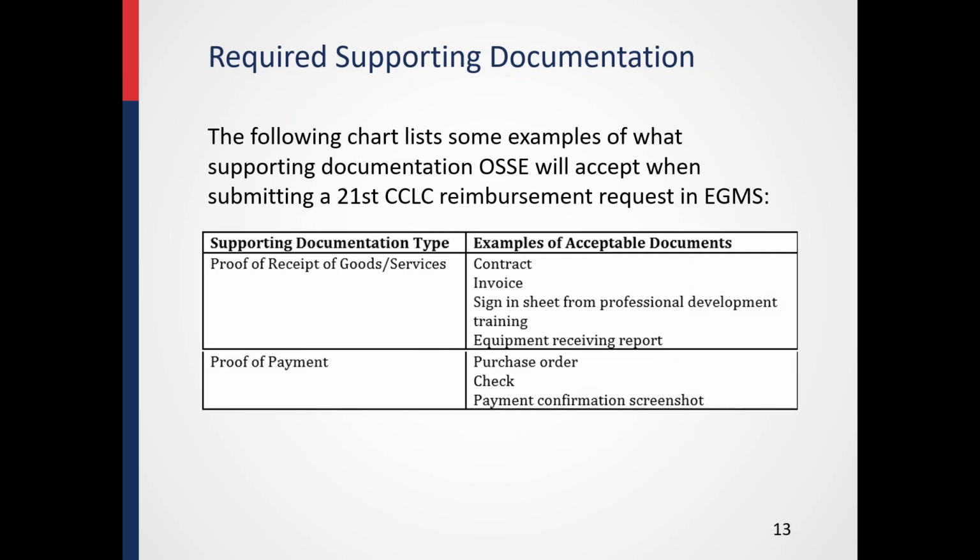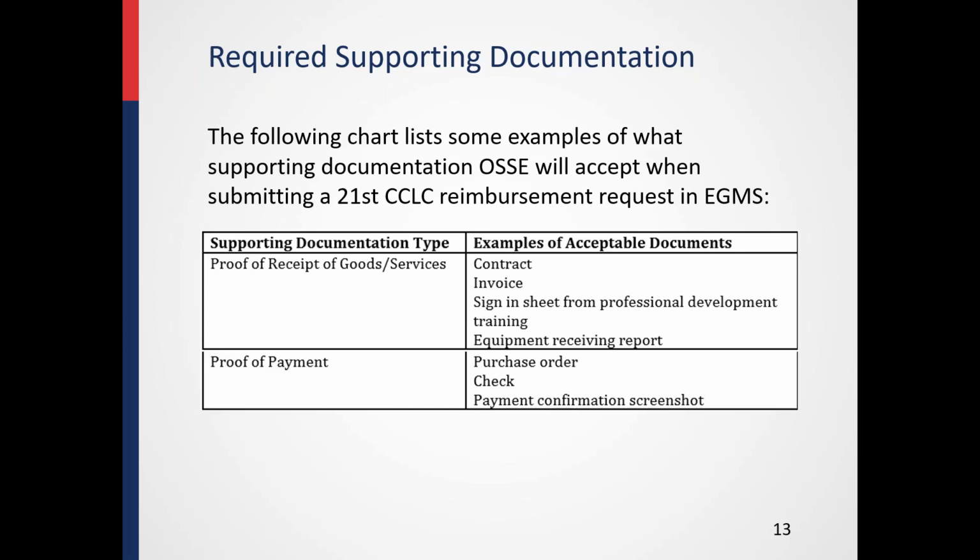Examples of supporting documentation: proof of receipt of the goods or services could be a contract, particularly if the contract outlines a payment schedule. If it's a contract where you're paying for the whole year and you're paying on a monthly basis or quarterly basis. For invoices for professional development, you want some sort of sign-in sheet or proof of attendance at the training. And equipment sometimes involves a receiving report or a final, not the shipping notice, but where you sign off for it after you've received it in the building.